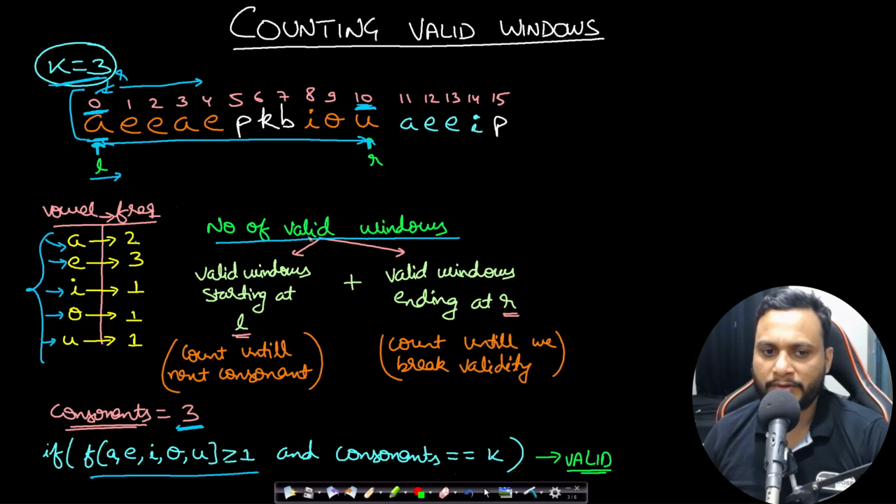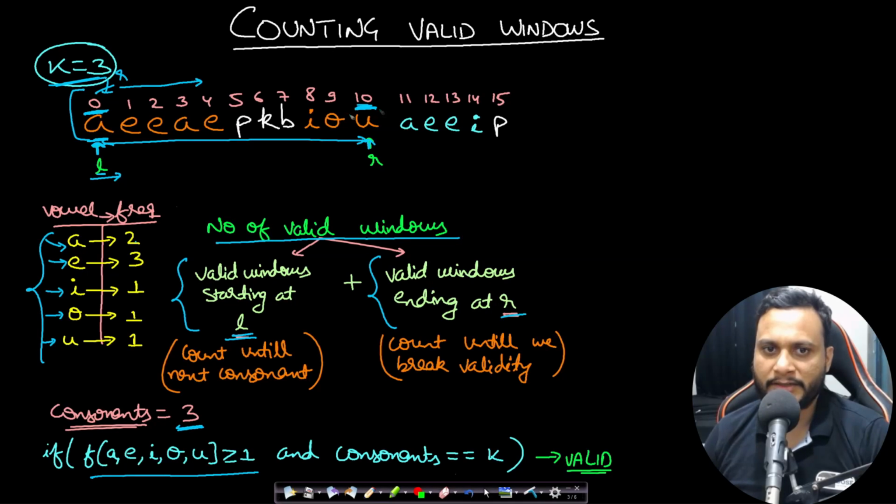Whenever you find the number of valid windows, once you have recognized that 0 to 10 is valid, then maybe there will be 1 to 10 which is valid, there may be 2 to 10 which is valid, right? So there may be multiple windows which end at this 10 which will be valid, and also the other way around, there can be multiple windows starting at 0 which can be valid, like let's say 0 to 10 is valid, 11, 12, 13, all these may be valid, right? So you need to add the two components, the valid windows starting at L and the valid windows ending at R. Now let's see how to count the valid windows starting at L.